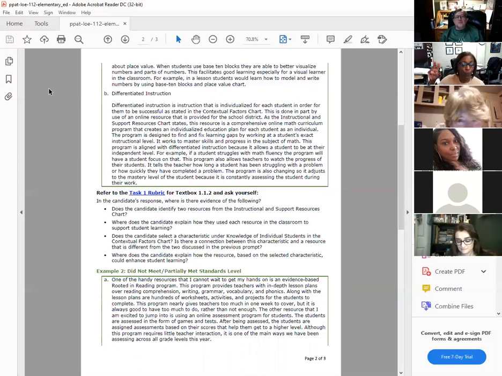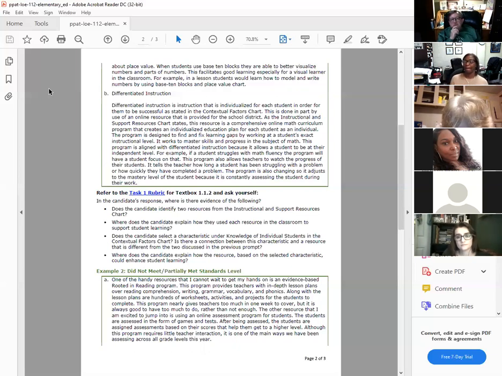Thank you. So we have 2, and now they're asking us for a 3rd one, but they're also asking us to select that 3rd one from the knowledge of individual students, from the contextual factors chart. So we used the instructional resources chart. Now we have to use which chart? Contextual factors. Thank you very much. Contextual factors chart. Explain how the resources from the instructional and support resources chart differ from the 2 discussed in the previous prompt, and how that could enhance student learning.